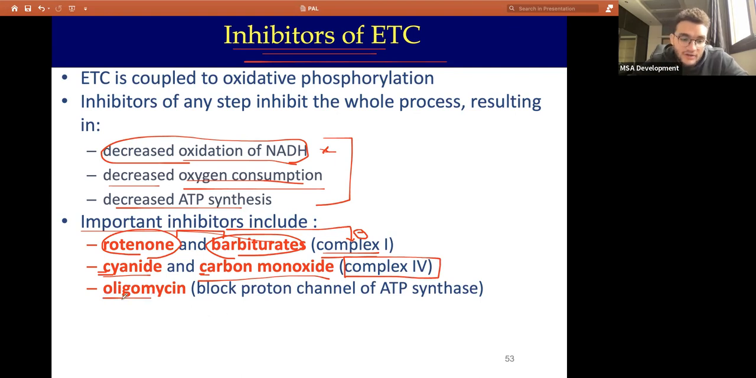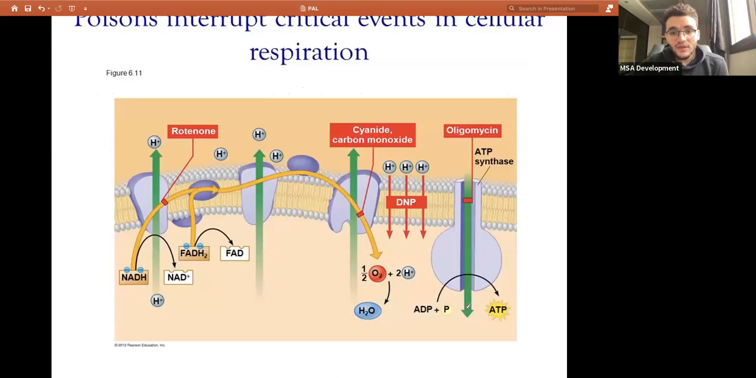And then oligomycin. Oligomycin inhibits ATP synthase. It prevents the proton channel. ATP synthase has a channel to allow the protons to pass through to the mitochondrial matrix, and oligomycin inhibits this channel. So rotenone and barbiturates for complex number 1, cyanide and carbon monoxide for complex number 4, and oligomycin for ATP synthase.